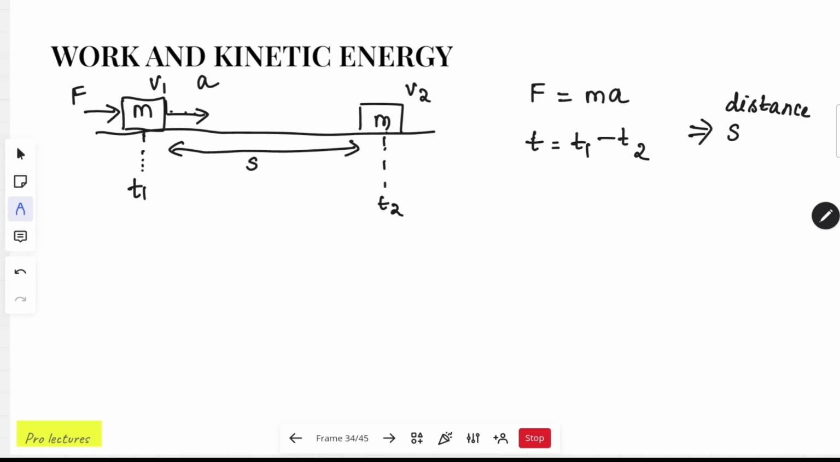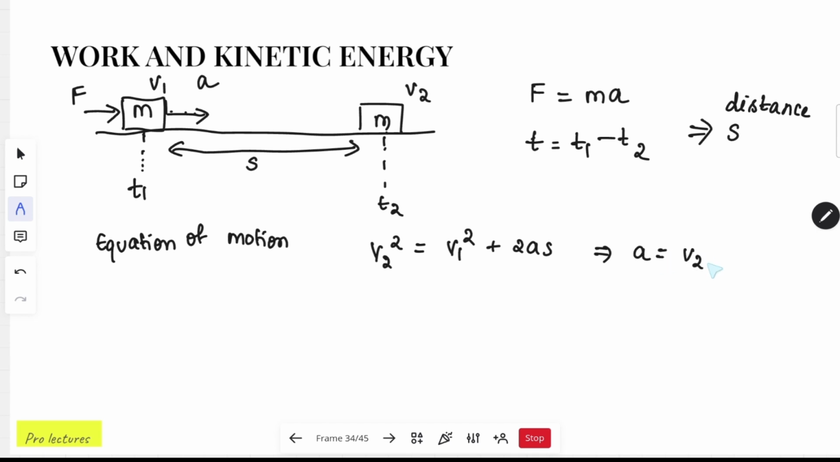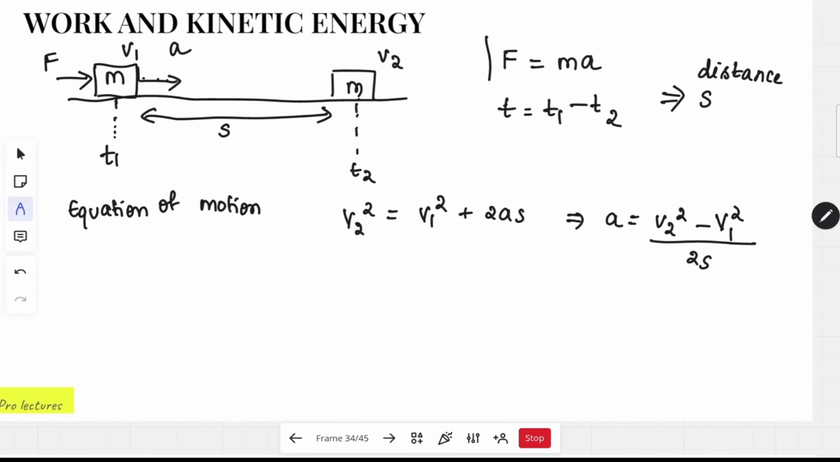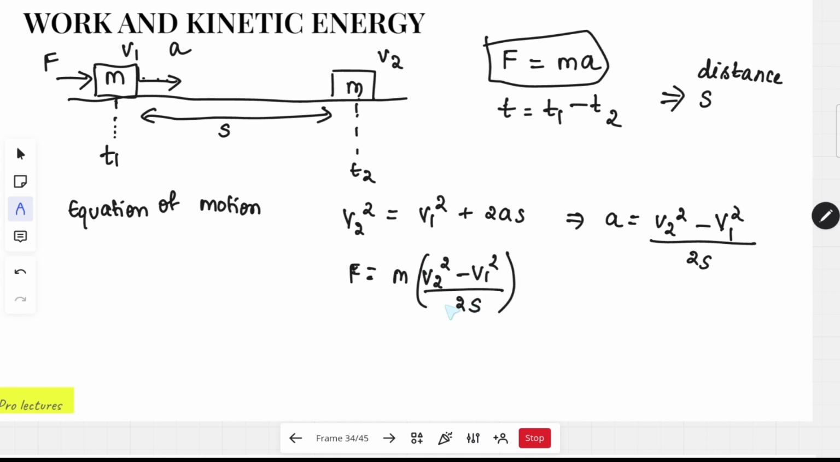So from equations of motion, we write v2 square is equal to v1 square plus 2as. So from this we can write a is equal to v2 square minus v1 square divided by 2s. Substituting for a in this equation, F is equal to mass into v2 square minus v1 square by 2s.